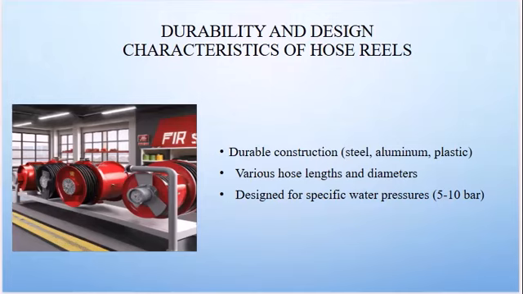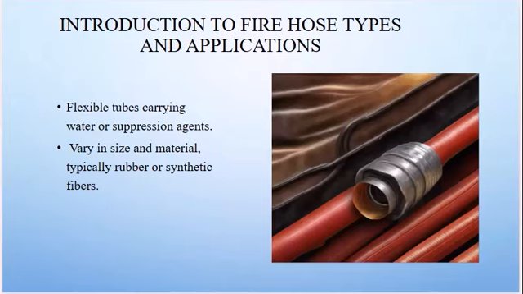Hose reels are constructed from durable materials such as steel, aluminum, or plastic. They come in various lengths and diameters, designed for specific water pressures, typically between 5 to 10 bar. Understanding these design characteristics enhances overall system reliability. Regular inspections ensure that hose reels maintain their integrity. Training personnel on design specifications supports effective fire management. Introduction to fire hose types and applications.